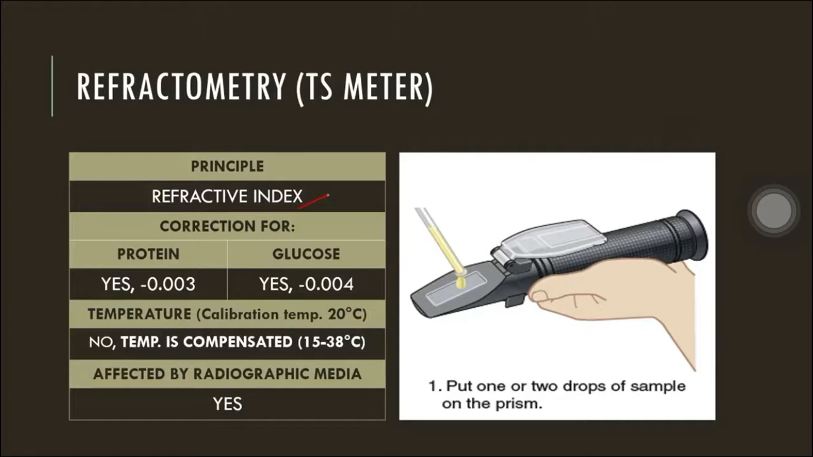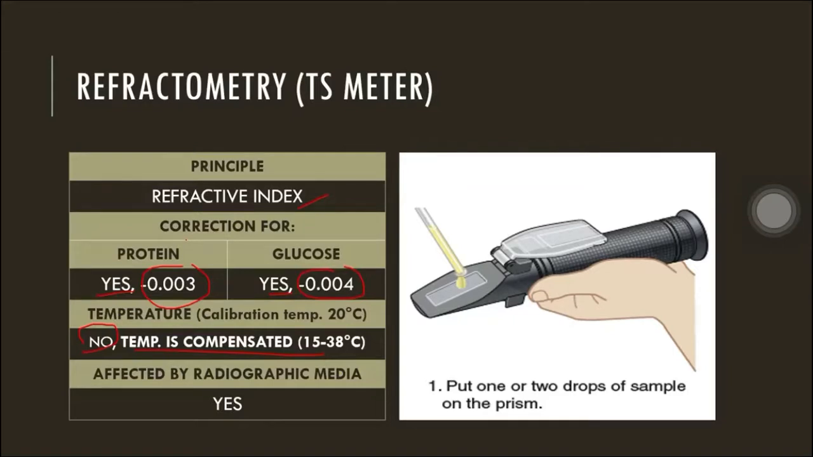Next, what are the factors that may affect specific gravity grading for refractometry? Again, it is affected by protein, yes. Glucose, yes. But for temperature, take note, it is not affected. Why is it not affected? In here, the temperature is already compensated. So we only correct for protein and glucose. The correction is the same as before: 0.004 for protein, 0.004 for glucose.